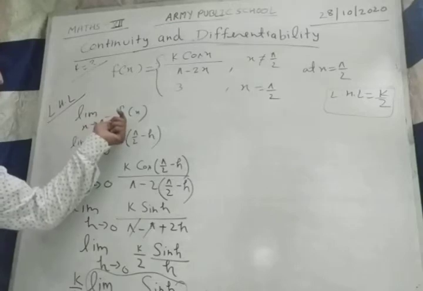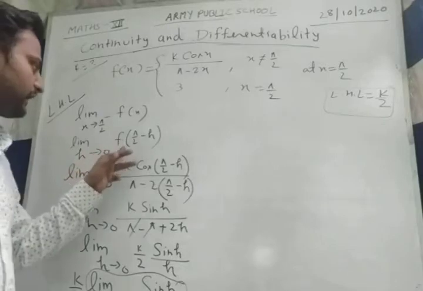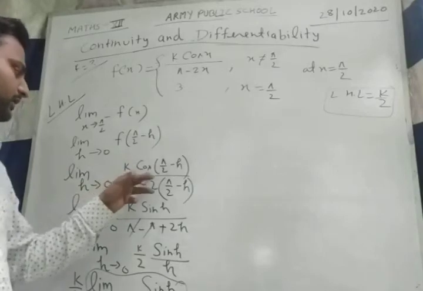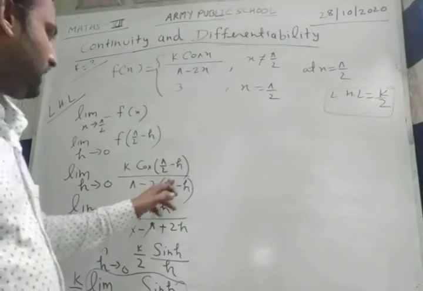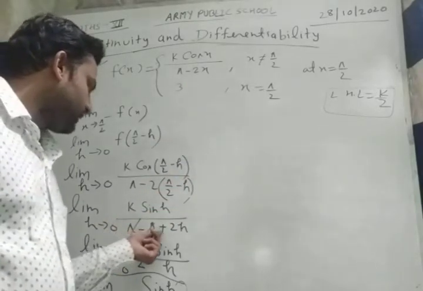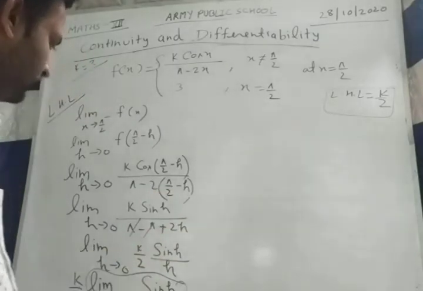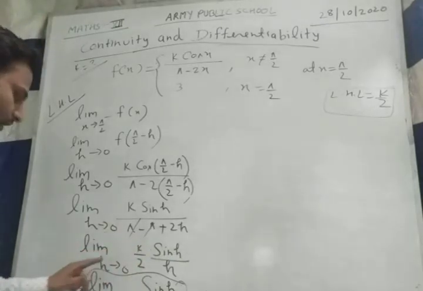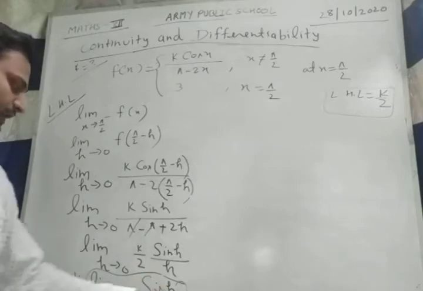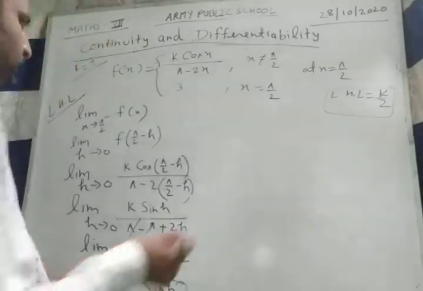What we have done: limit x tends to pi by 2 minus, f(x), and when we write h tends to 0, we get f of pi by 2 minus h. Limit h tends to 0, k cos of pi by 2 minus h, over pi minus 2 times pi by 2 minus h. We replace it. Now k sin h, and this is pi minus pi plus 2h. Pi and pi will cancel. We get k by 2 sin h by h, and k by 2 is a constant term, so we take it outside the limit. We write limit h tends to 0, sin h by h, and you know that this value is equal to 1. So the left hand limit will be k by 2. Now we will find the right hand limit.